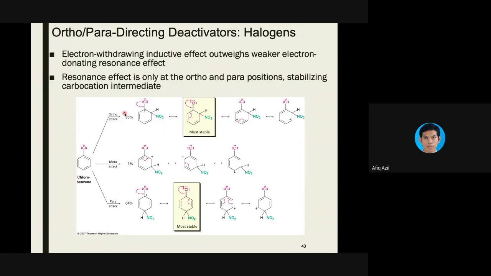So as you look over here as well, ortho and para still have four resonance structures. Meta only three, and the most stable structures are in either the ortho or para position. Why? Because the positive charge is no longer inside the benzene ring. Okay, no longer inside the benzene ring. It is already on the chlorine. So that's why it is the most stable intermediate form. So hence ortho and para positions are preferred.